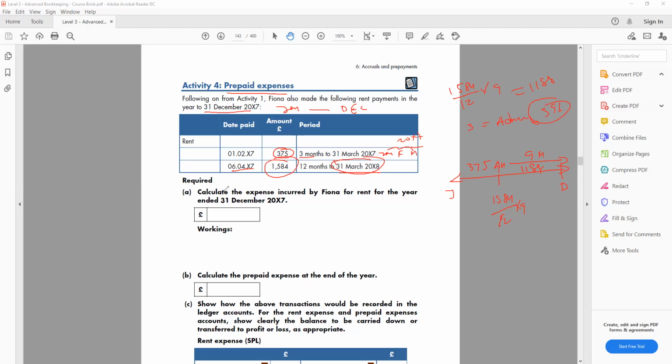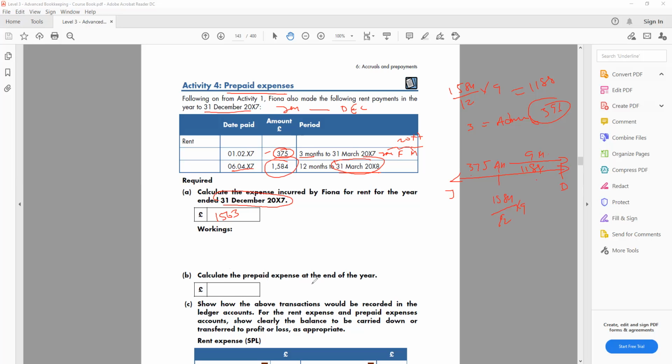Okay. Let's have a look what is the requirement here. The requirement here is calculate the expense incurred by Fiona for the rent for the year ended 31st December 2007. So you already know that. Obviously 375 is relevant for this year and 1188. So 375 plus 1188, that is 1563. That is basically the actual expense for this year. Even though I paid a little bit more, I paid 375 and 1584 for this year, but 3 months I paid in advance for the next year.